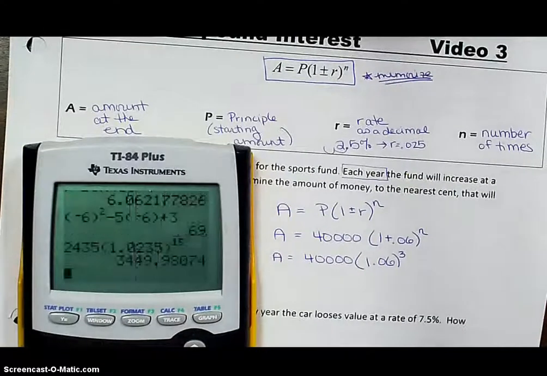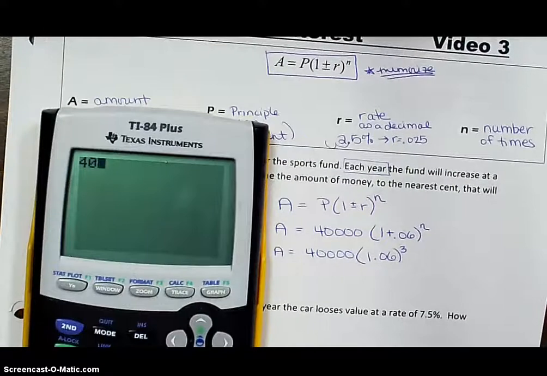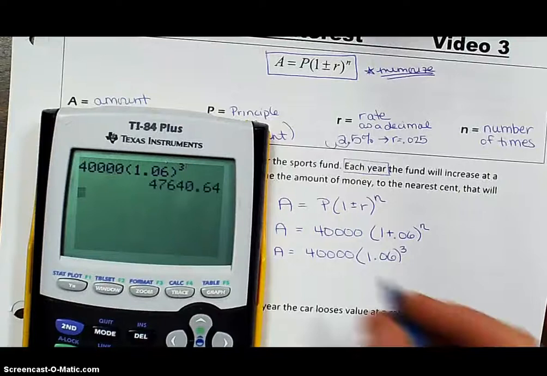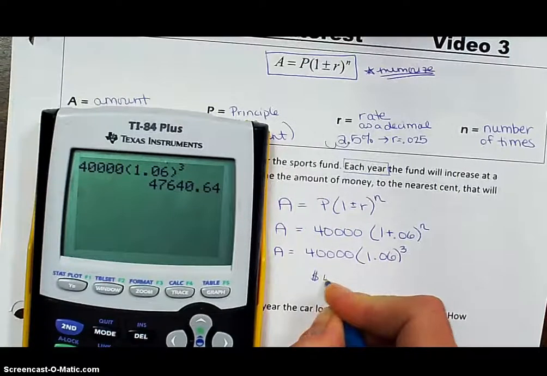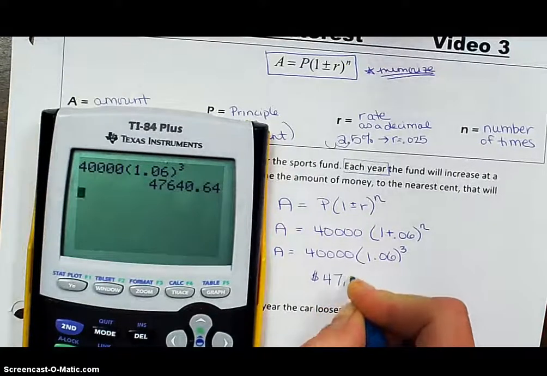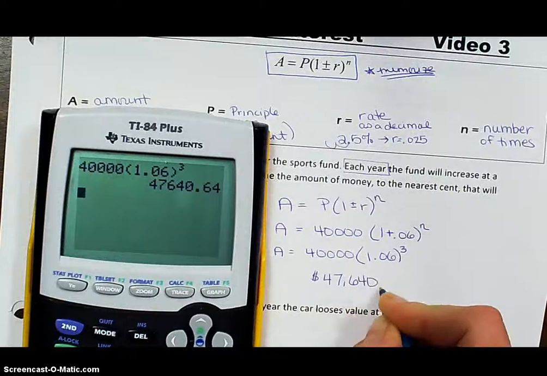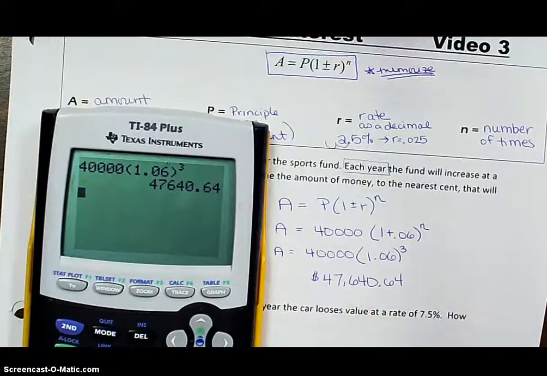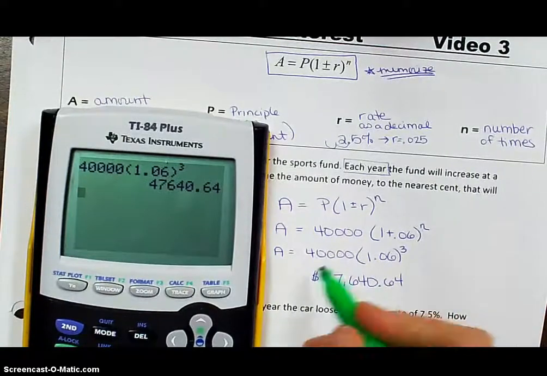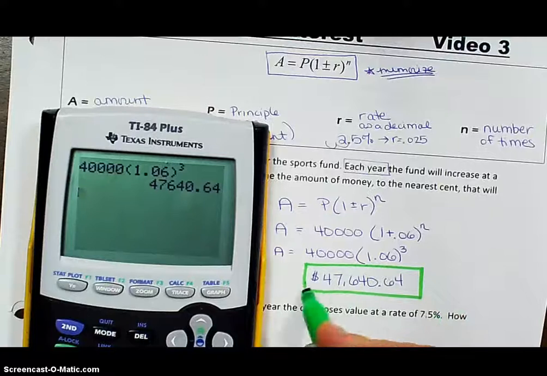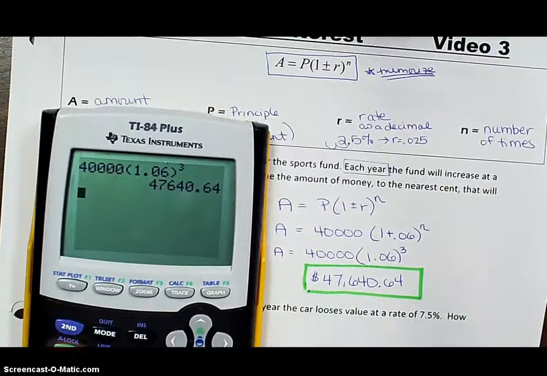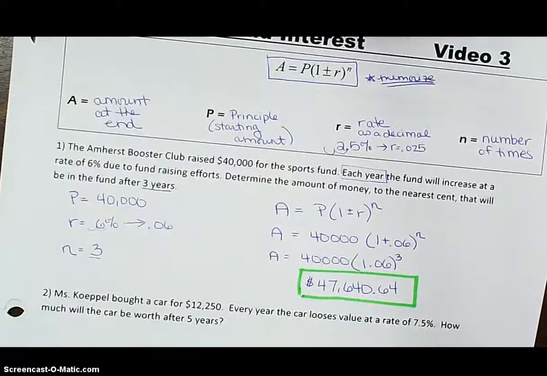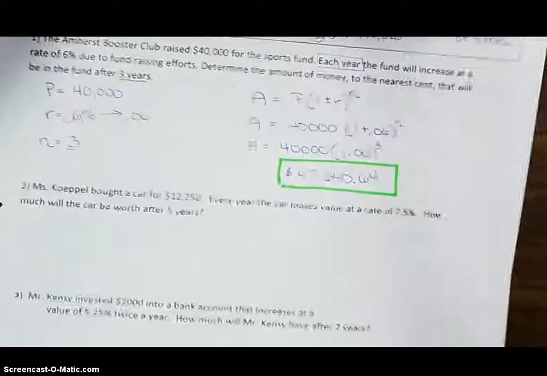So I'm going to go ahead and clear everything out. So 40,000, parentheses 1.06, and we're going to raise it to the 3rd power. And the amount at the end we're going to have is $47,640.64. So by putting my money into a bank account, I was able to make a little extra cash. All right, let's take a look at another example.